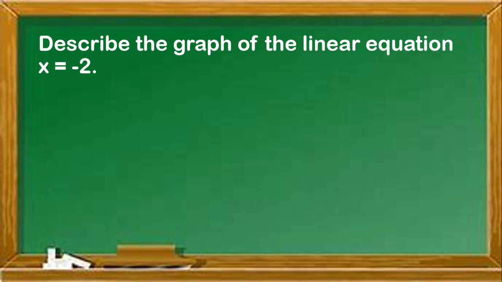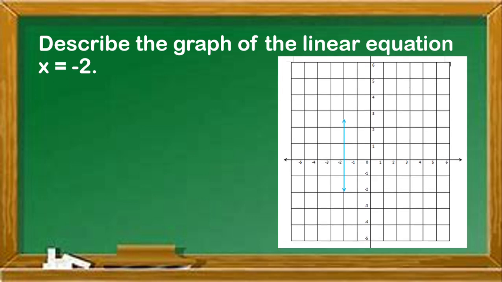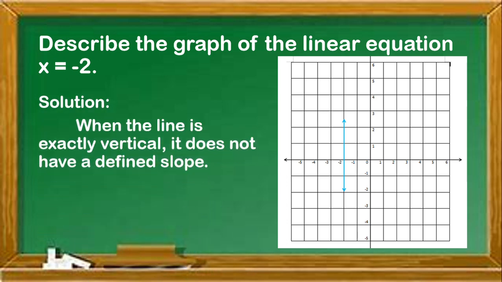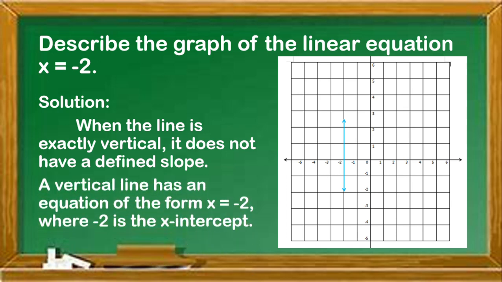Describe the linear equation x equals to -2. So the line is vertical, so meaning it is undefined. When the line is exactly vertical, it does not have a defined slope. So a vertical line has an equation form x is equals to -2, where -2 is the x-intercept.